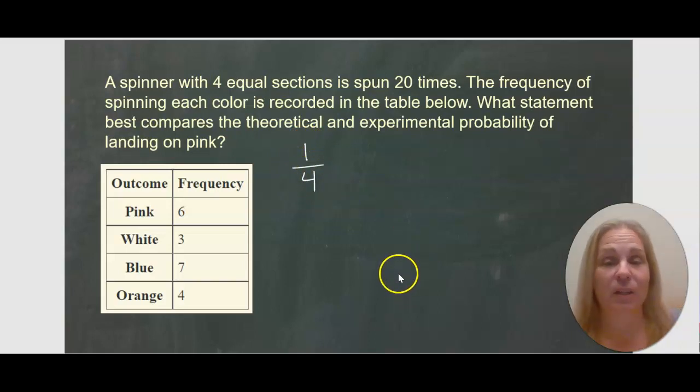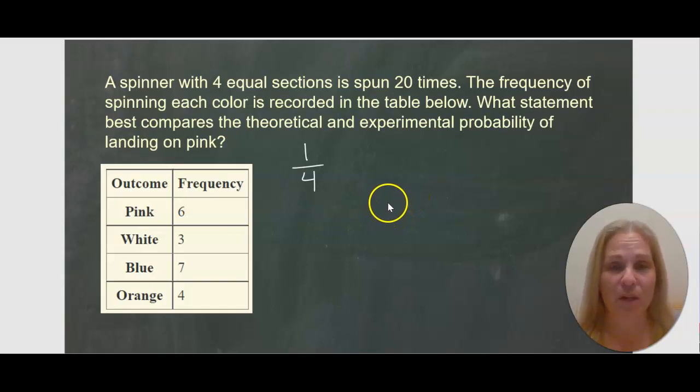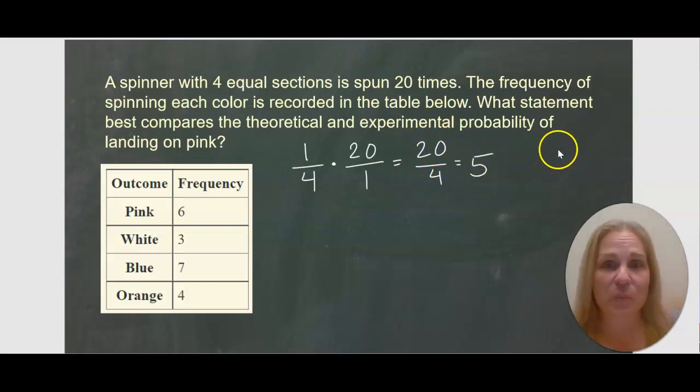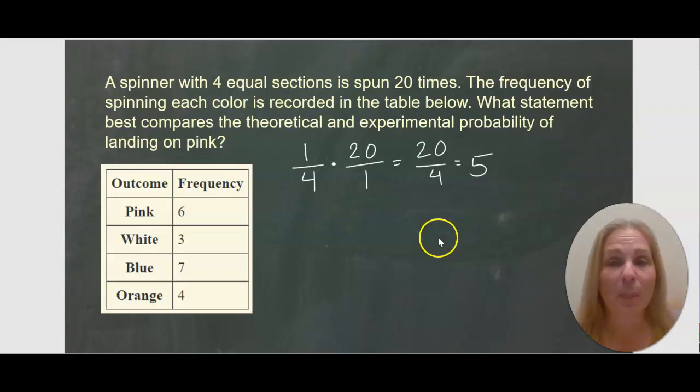The probability of landing on pink is 1/4. So if it's going to land on pink 1/4 of the time, we would multiply 1/4 by 20. So 1/4 times 20 gives me 20 over 4, which is 5. So we would expect the spinner to land on pink 5 times, but it didn't. It landed on pink 6 times.